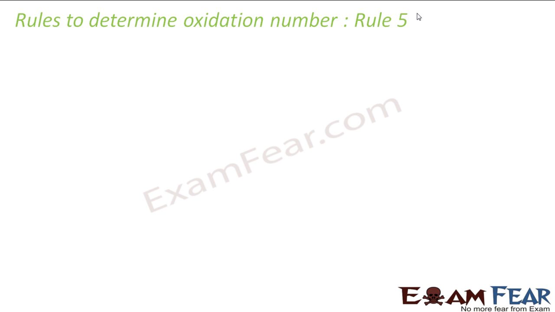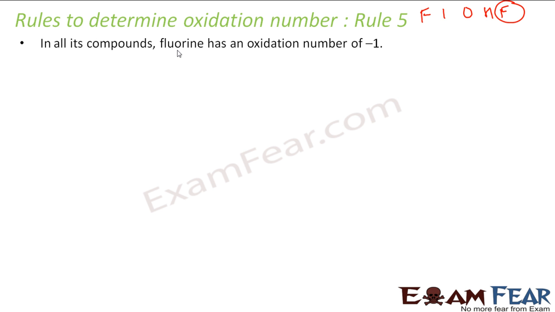Let's have the fifth rule. F, fluorine. It says that fluorine will always have an oxidation number of -1. Please note, this is rule 5. It's not that you get a compound and apply this rule first. This is the fifth rule, so you have to apply it in the fifth stage, right? I will take one example where we'll say that fluorine has an oxidation state that is not -1. But this is the fifth rule, which has to be applied.